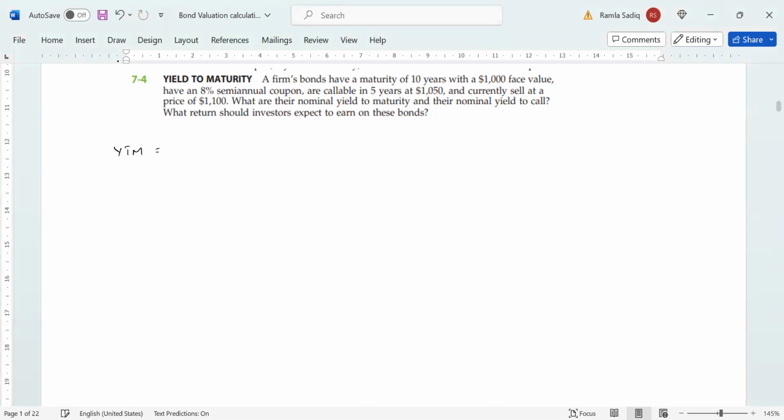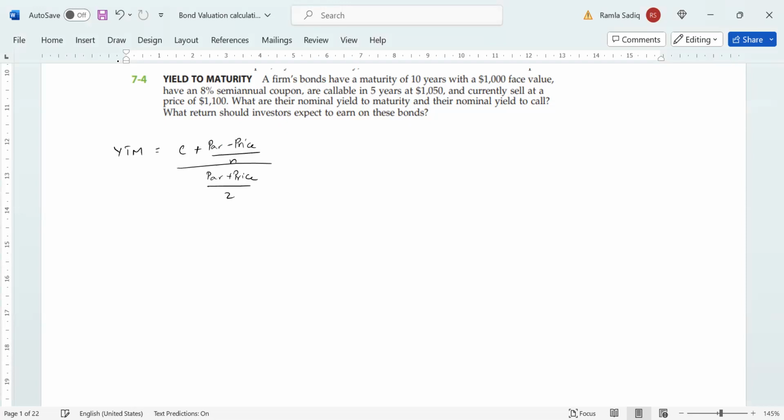The yield to maturity formula, of course, requires that we have a coupon payment plus our par value minus our price. All of that is to be divided by time to maturity, and all of this is to be divided by the average of our par and our price. So par plus price divided by 2. This is for our yield to maturity.